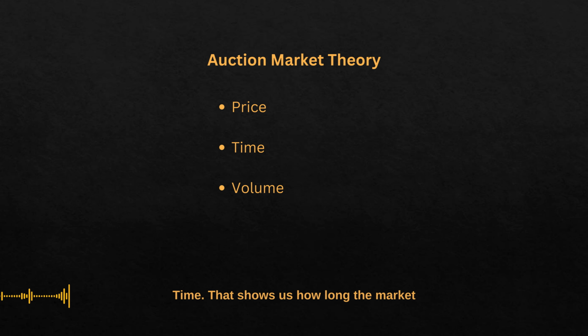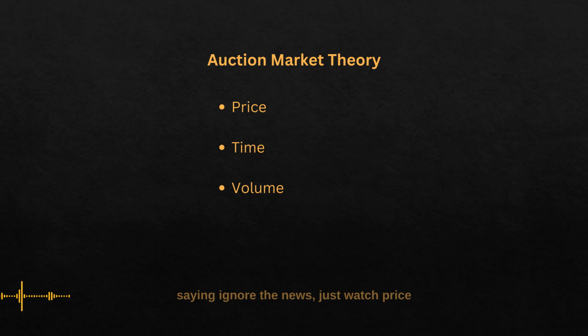Time shows us how long the market hangs out at a certain price. If a price stays steady for a while, it suggests people agree on its value. And then there's volume, which is the muscle behind those moves. High volume means strong conviction, while low volume is hesitation.